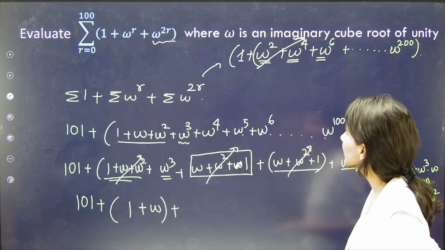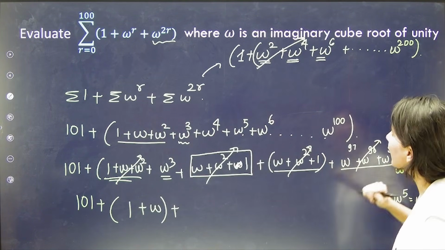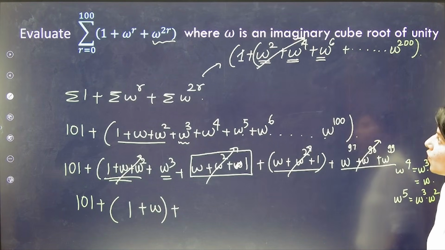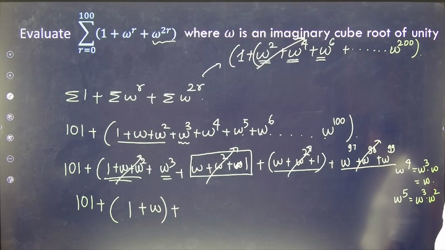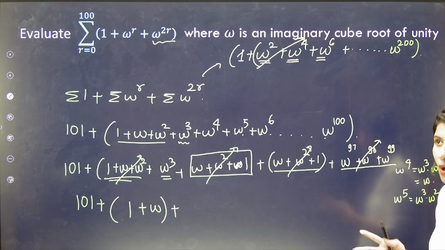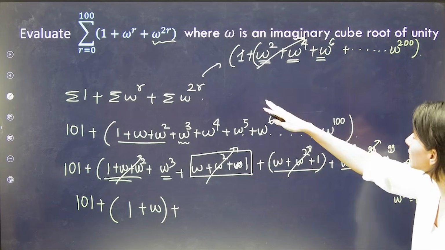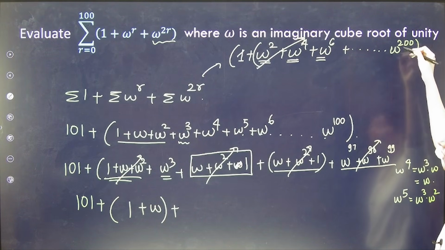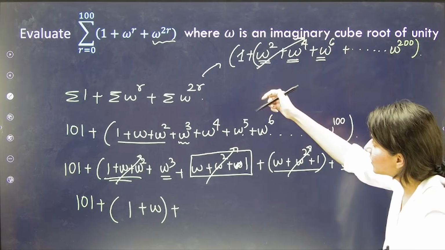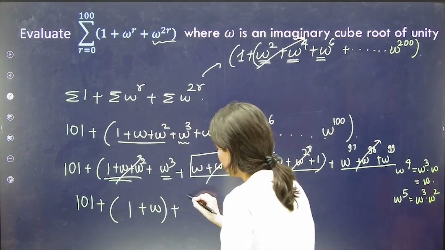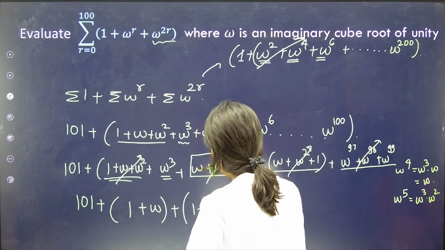Right? Okay. So how many terms are there? Understand. So over here there are 101 terms. So 99 terms will be gone. Only 2 terms will be left out: the first term and omega power 200. Again, this is omega square. So this will be 1 plus omega square.